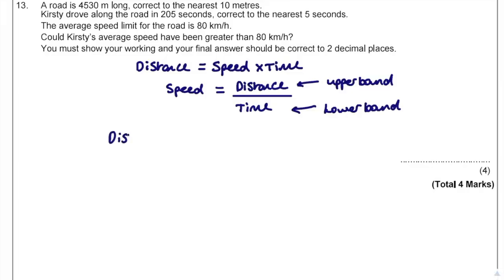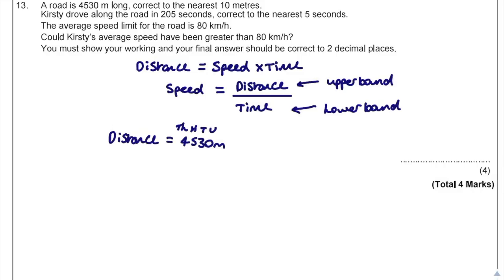So the distance equals 4,530 meters. Now that's to the nearest 10 meters. So if we look at each digit, we're looking at the units, the tens, the hundreds, and the thousands. So we're told that this is rounded to the nearest 10 meters.